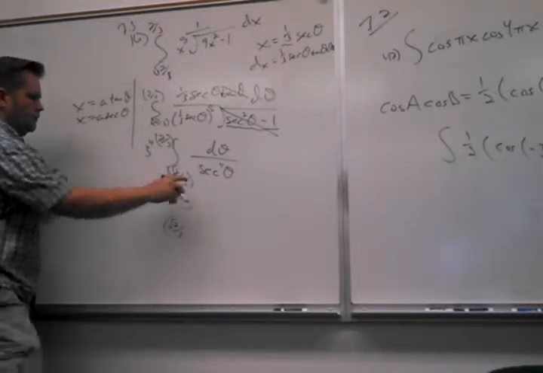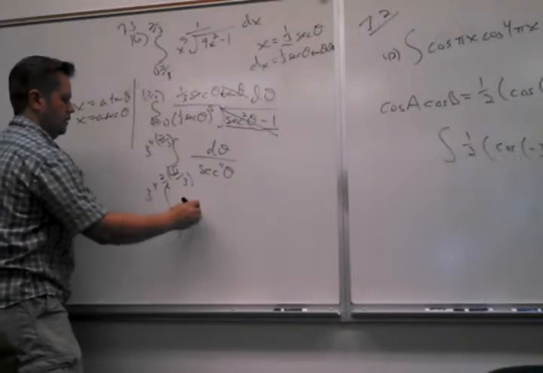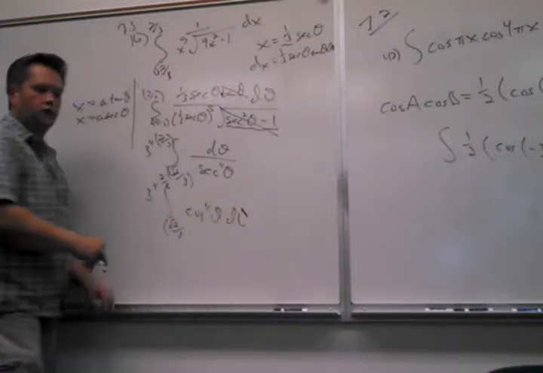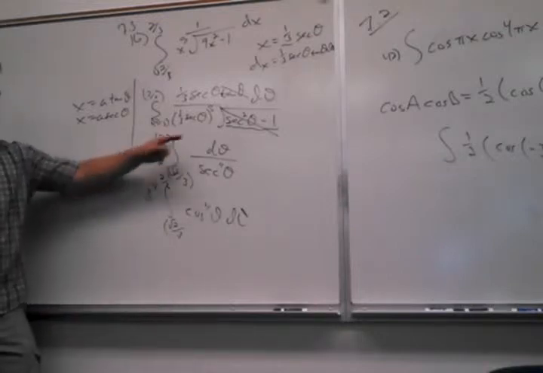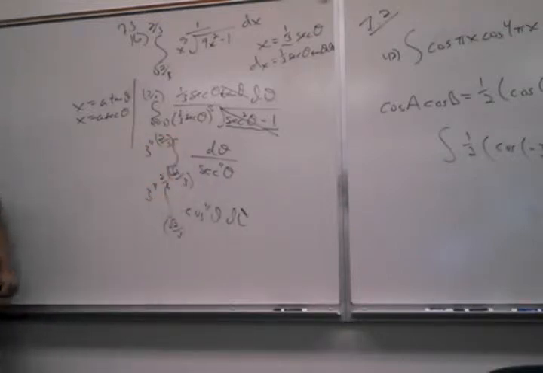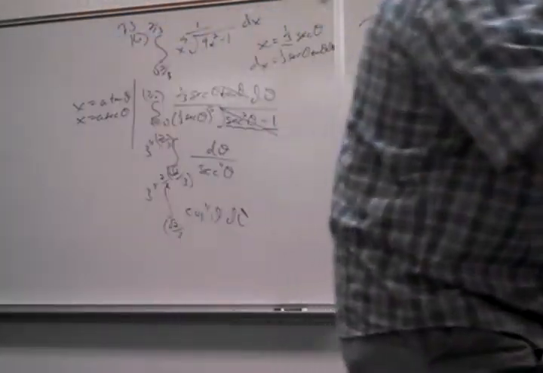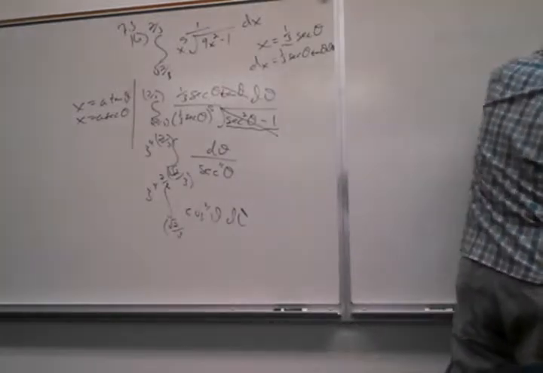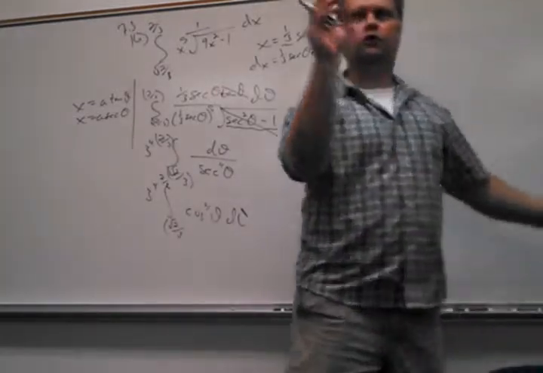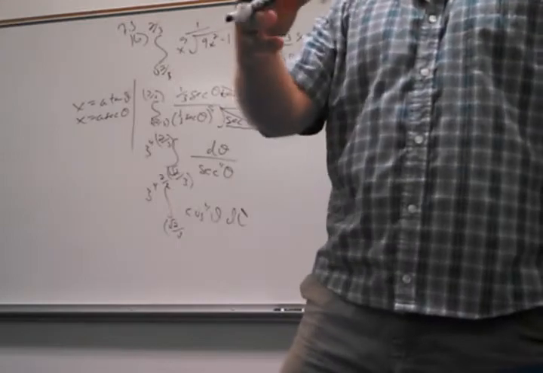Yeah, cosine. So 1 over secant is cosine. You've got 4 of them. And then how do you handle that? Cosine. Yeah, so you have cosine squared squared, right? So you have the identity squared. Foil that bad boy.